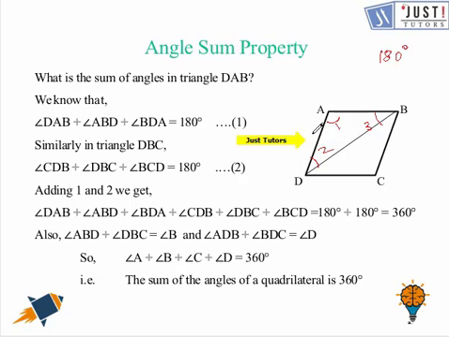Now coming to another triangle that we have here, angle 4 plus angle 5 plus angle 6. That's again 180 degrees. So if we add these 2 triangles now, on adding all of these angles, we get 360 degrees. So according to angle sum property of a quadrilateral, the sum of angles of a quadrilateral is 360 degrees.